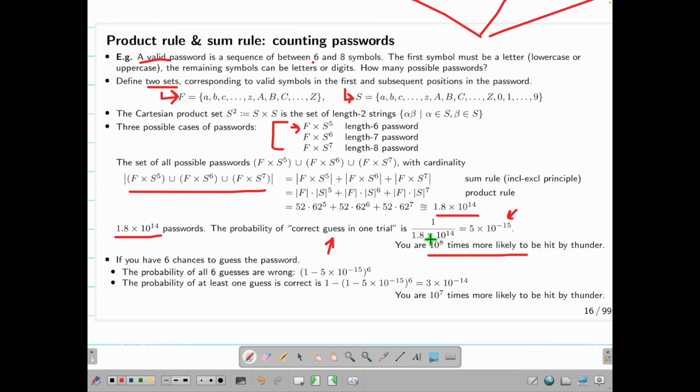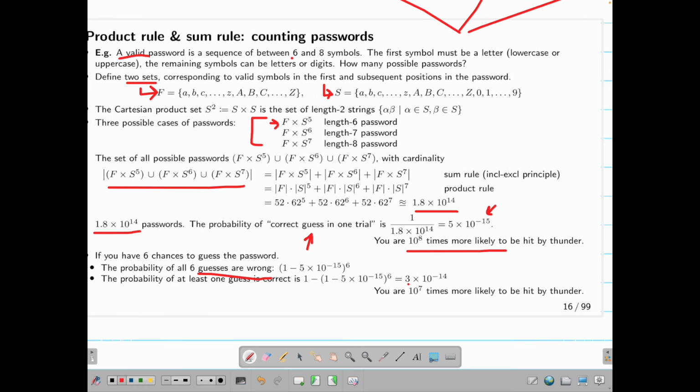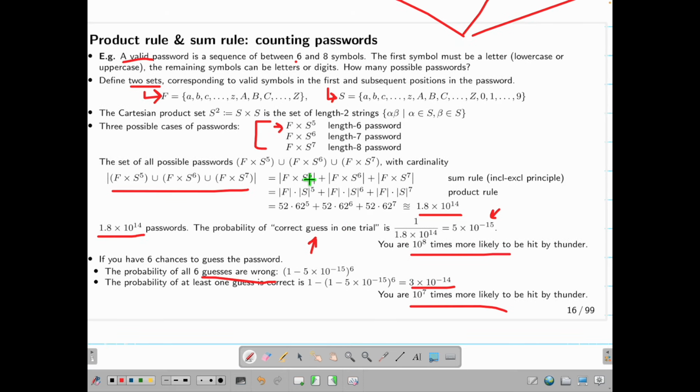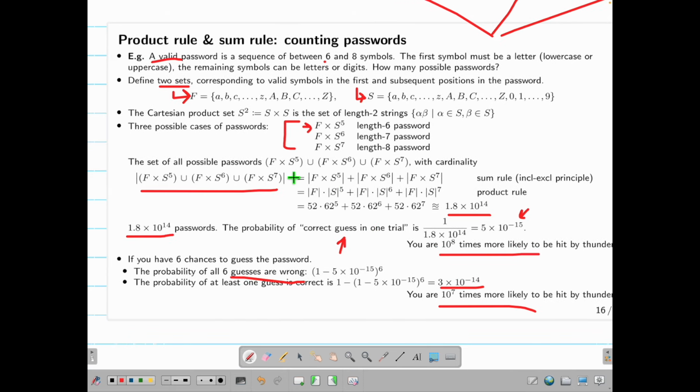And then let's say there are some systems that say if you enter the password wrong, oh, you have 6 more times to try. Okay, let's say this is the case. So if you fail all the 6 times, we talk about it later in probability, then this is the number. And then what is the probability of at least one is correct? You subtract from one, this is complement or subtraction rule, you have this number. Now this number is 10 times more likely than this number, but still the power is so negative, you are still more likely to be hit by thunder. So this is saying that you can use this kind of combinatorics to count passwords.